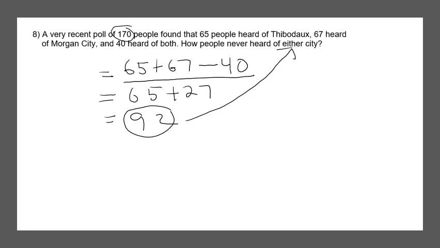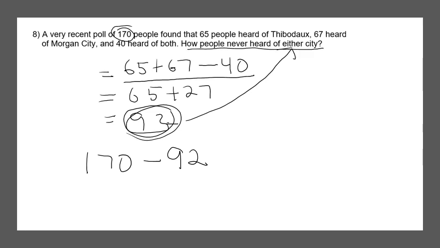There were 170 people there. So those that have never heard of either city is 170 minus 92. So these 92 people heard of at least one of the two cities. We're trying to find out the people that never heard of either city. There were a total of 170 people. So 170 minus 92 is 78.